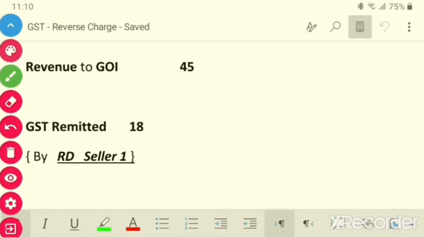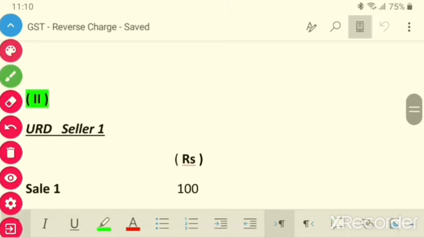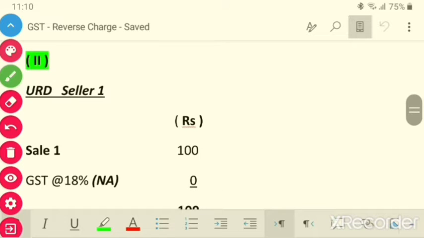See, all this is normal, as usual. Now let us take case 2. Now let us take an example of case 2, unregistered dealer. He is not registered under GST. So the question of collecting and paying GST to the government does not arise. He is not registered under GST at all.